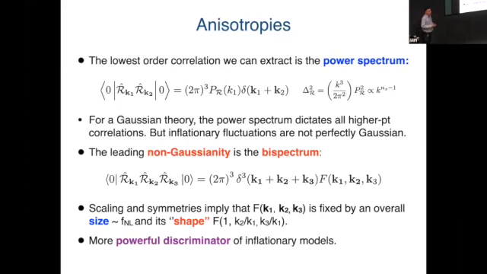But inflation is an interacting theory, so the fluctuations generated are not perfectly Gaussian. The leading non-Gaussianity is the three-point function, or the bispectrum.